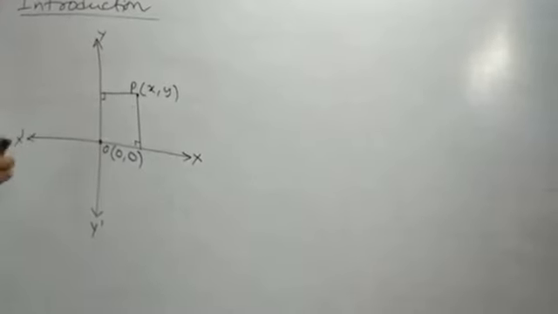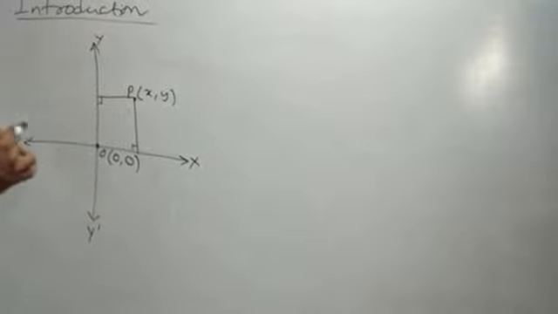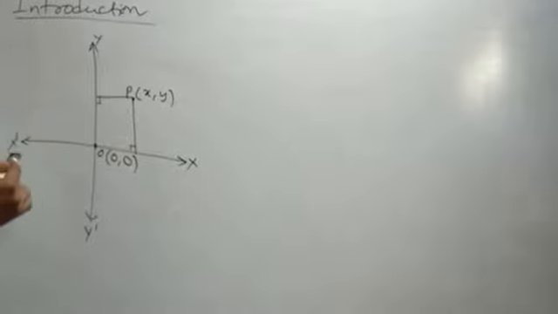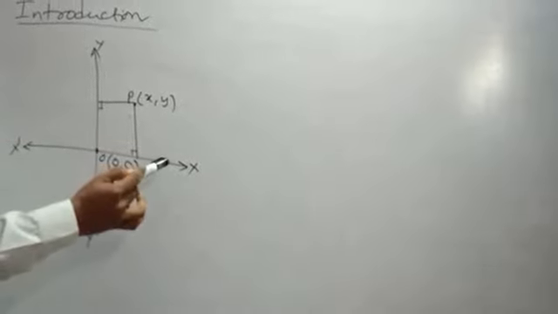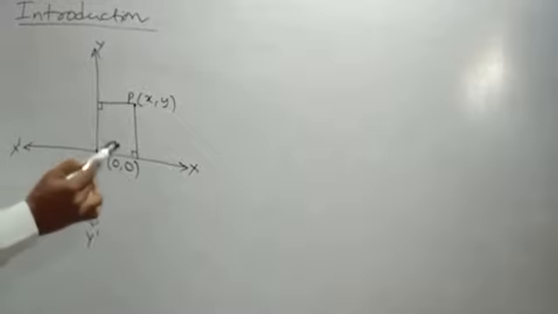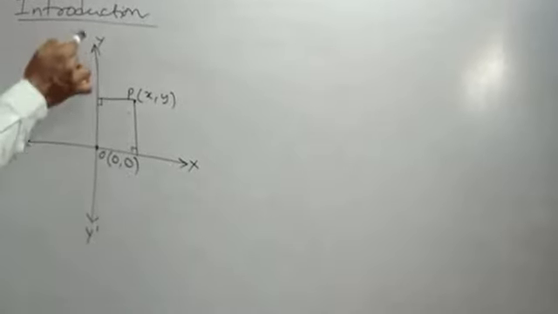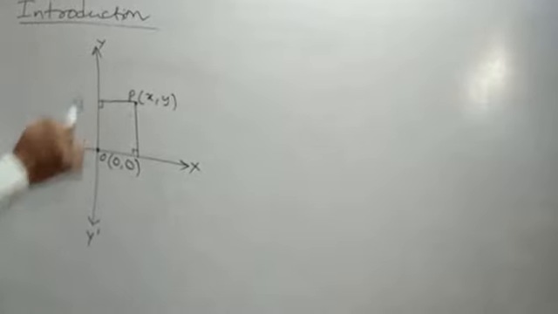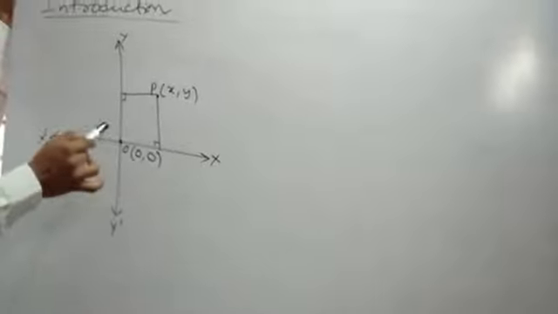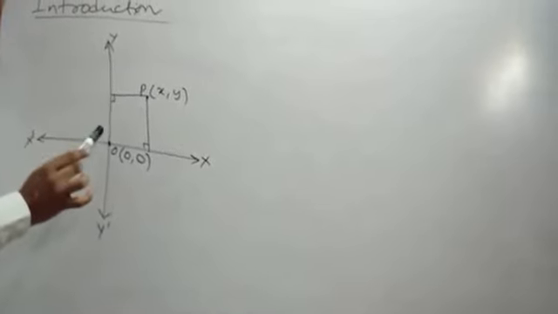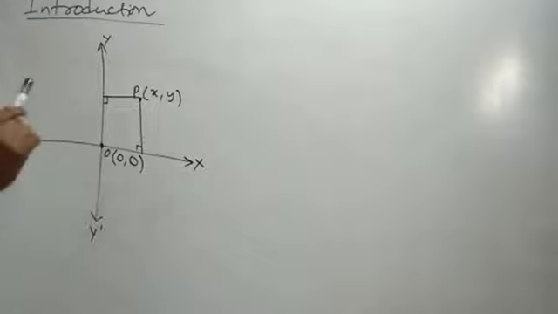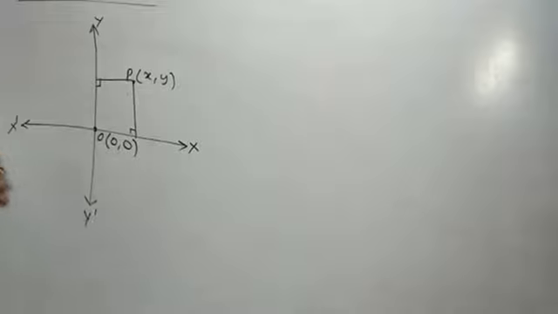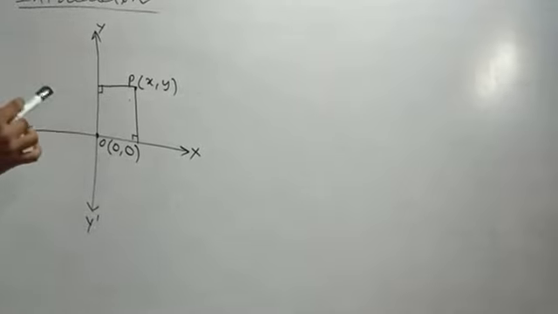To represent any point in a plane, we need two reference lines which are called coordinate axes. The horizontal line is called the x-axis and is denoted by x dash, and the vertical line is called the y-axis. It is denoted by y dash. These two lines intersect at O, which is called the origin (0, 0). This coordinate system is called the rectangular coordinate system.